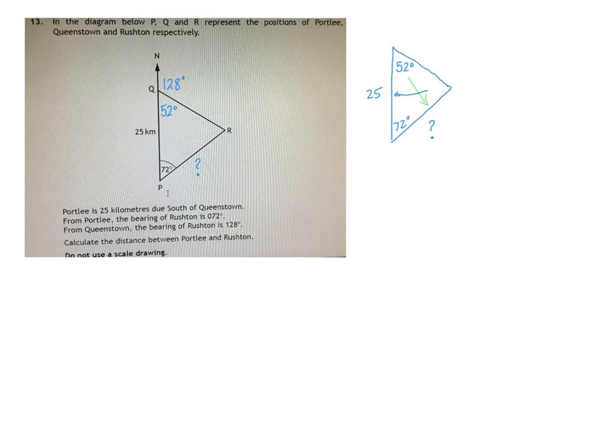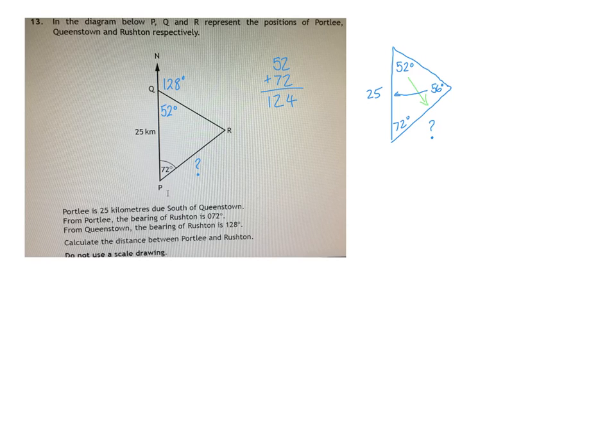here is. So we add together the 52 and the 72. So we've got the 52 and the 72. Add them together, we get 124. And then to find this angle in here, we use the fact that angles in a triangle add up to 180. So we take that 124 away from the 180, which gives us that that is 56. So we've got all 3 angles and we've got one side, we need to find another one.